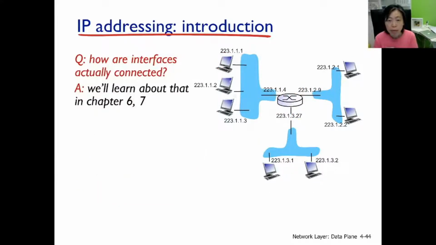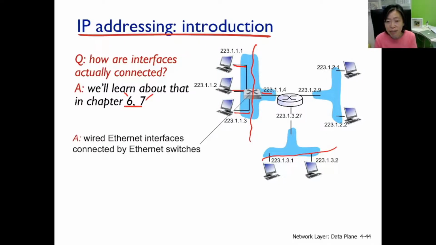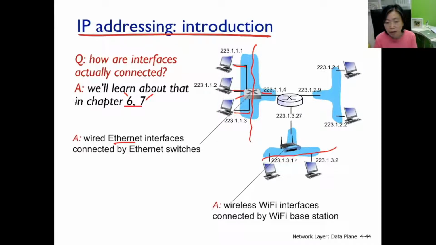Now, we did not show any of the links here, right? So how these interfaces are interconnected through the links, we'll talk about in chapters 6 and 7. So this is the wired link and this is the wireless link. This is the wired link, with a link layer protocol called Ethernet. This one here is a wireless link, and it's the Wi-Fi protocol.